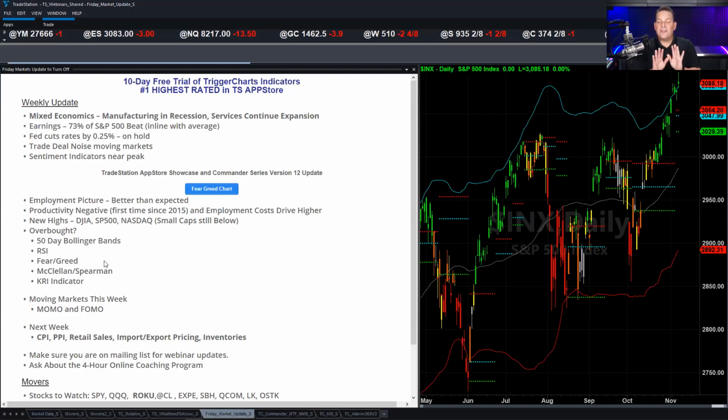Productivity came in. I think this is really interesting and very telling. With all the technology we have right now, productivity came in negative, the first time since 2015. At the same time, employment costs rose dramatically, much higher than anticipated. On a month-over-month basis, we saw about a 3.6% increase. So we have productivity going down. We have employment costs going up. How does that work? In other words, if you had a company and your productivity is down, but you're paying people more, obviously you're going to have a margin squeeze.